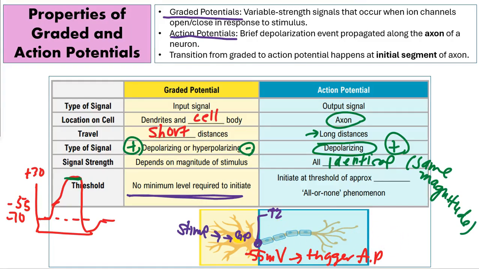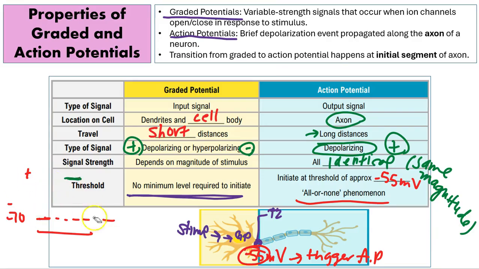Now, of course, we said we initiate a threshold of approximately negative 55 millivolts. Okay, so again, threshold of negative 55 millivolts. And the beauty of action potentials is that they have that all or none phenomenon. So once the action potential hits that threshold and it starts, it transmits that signal.